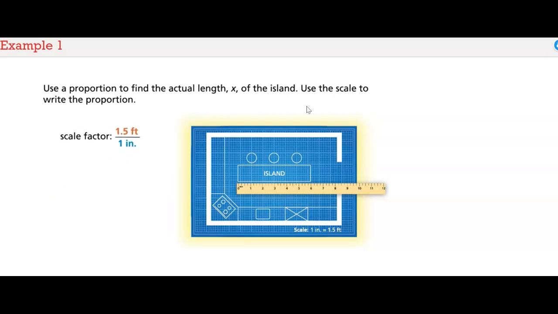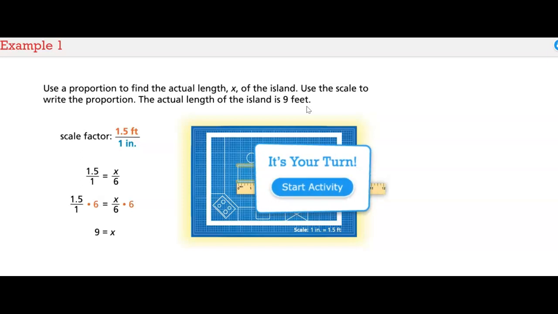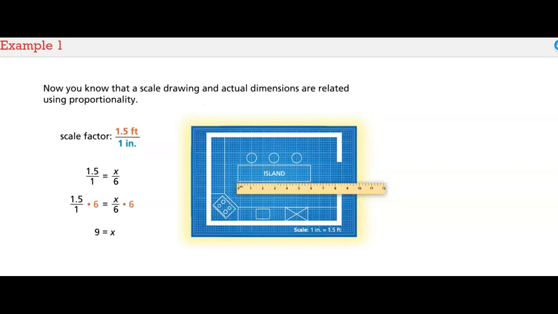Write the scale factor on one side of the proportion. The other side is the ratio of x, the actual length of the island, to 6 inches, the length of the island in the blueprint. Make sure to write the ratio in the same order as the scale factor. Solve the equation by multiplying both sides by 6. The actual length of the island is 9 feet. Now you know that a scale drawing and actual dimensions are related using proportionality.